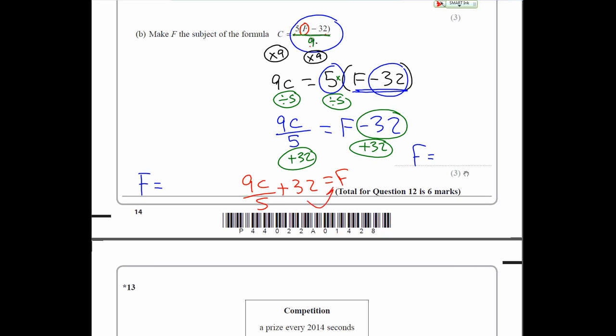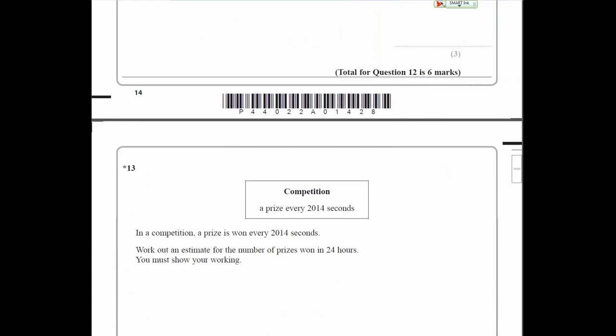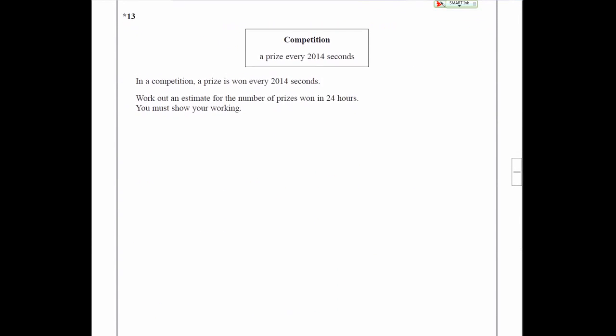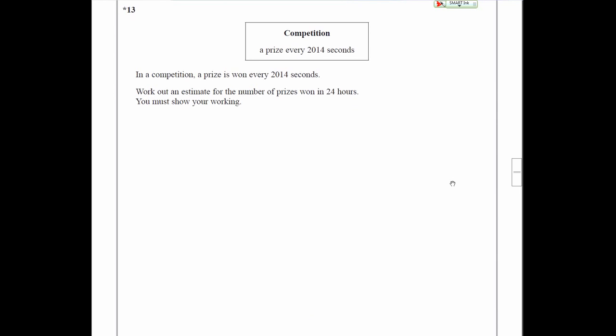That's a bit of a weird way around to write it. All we're going to do is write it the other way around. Okay? So F equals 9C over 5 plus 32. Job done for 3 marks. Nice bit of algebra if you like algebra. If not, you might have to watch that a couple of times.